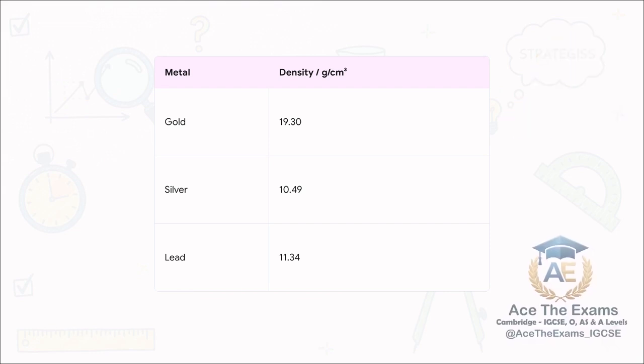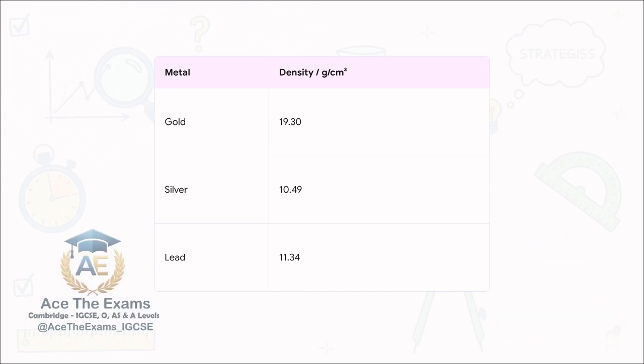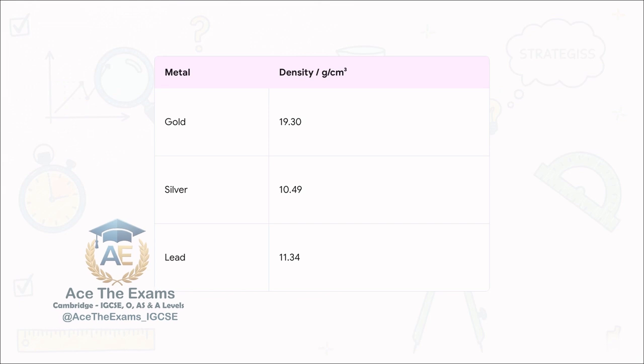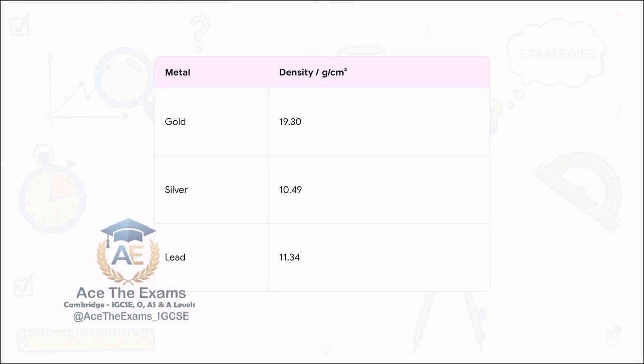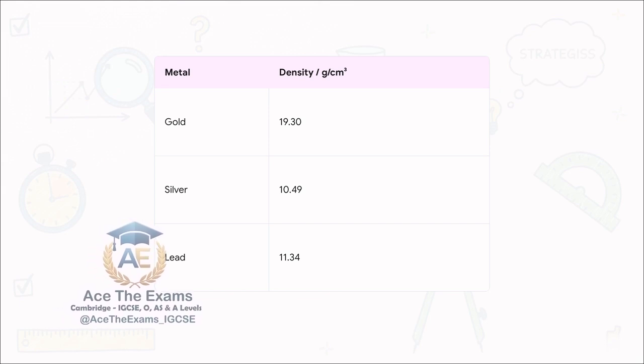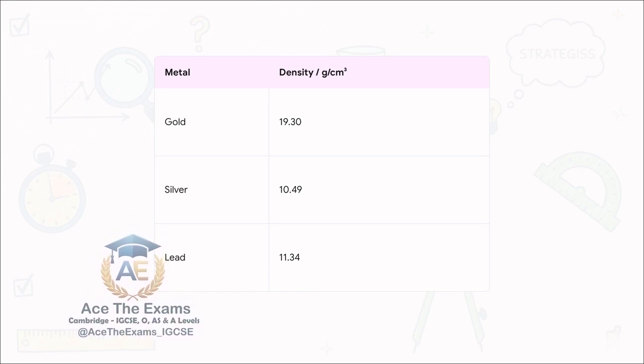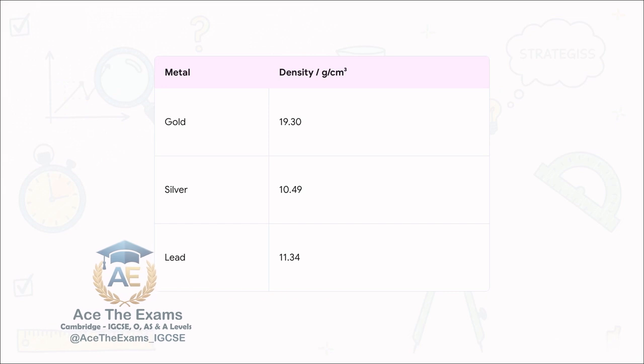Imagine a 60-second timer ticking down in the exam hall. You must extract the core trend immediately. What do we see? Gold is nearly twice as dense as silver. Lead sits right in the middle of the pack. Now here is the setup for our question. Imagine we have 3 solid metal cubes, one made of each of these 3 metals.